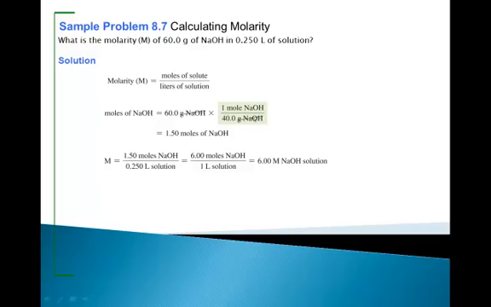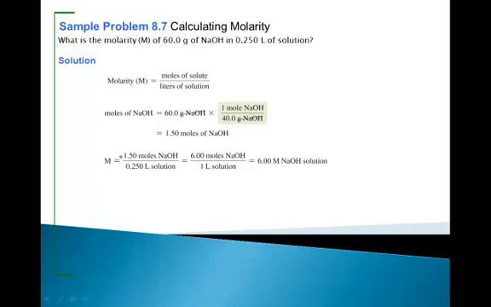So 1 Na, 1 O, and 1 H added up. I'm going to put that on the bottom, so those cancel, and that's going to tell me my moles. So I have 1.50 moles of sodium hydroxide. Now to find my molarity, I'm going to take that moles and divide by my liters of solution.